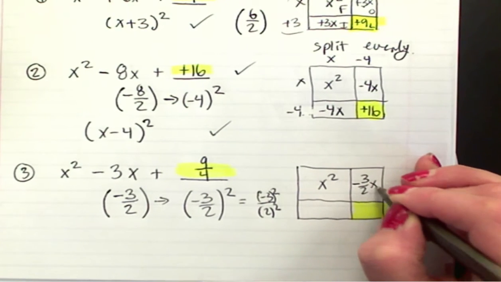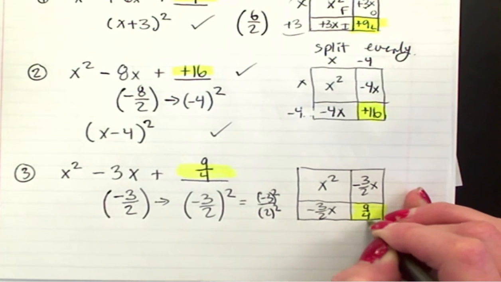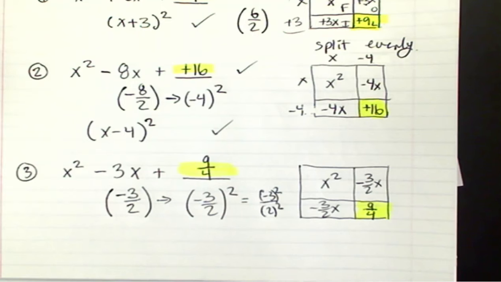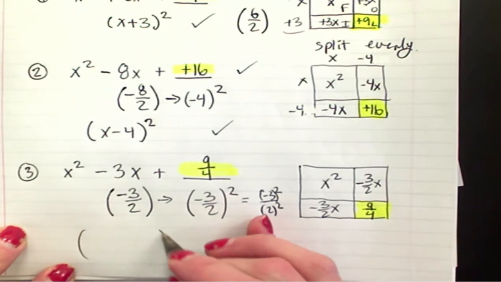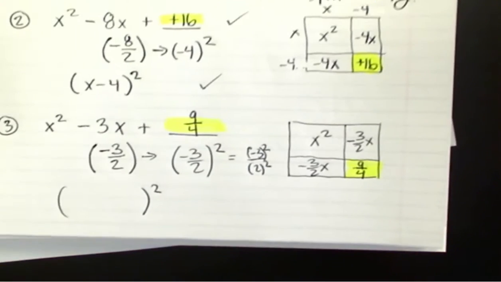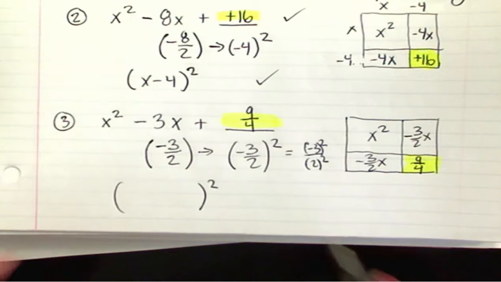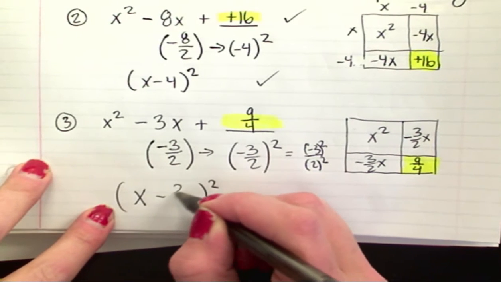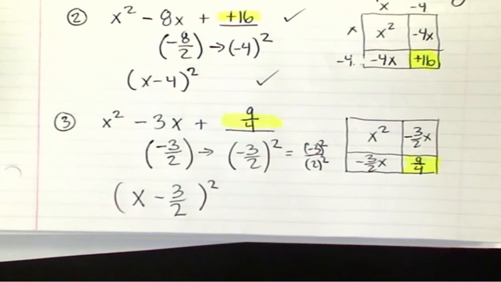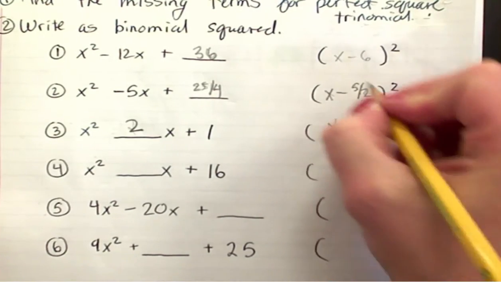Minus. I like the visual until you really get good at factoring perfect square trinomials. The visuals help. All right. Somebody new, what goes in my parentheses? Okay, here we go. 5/2.